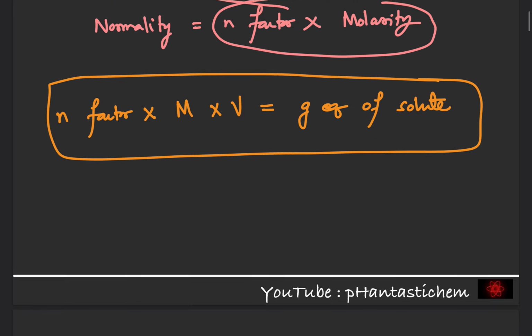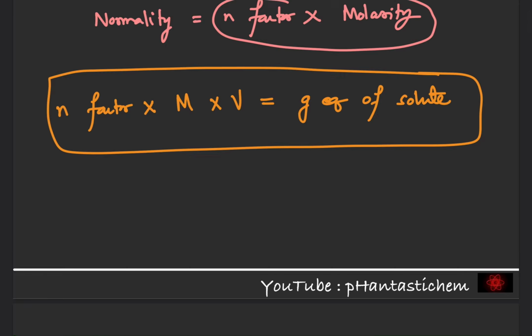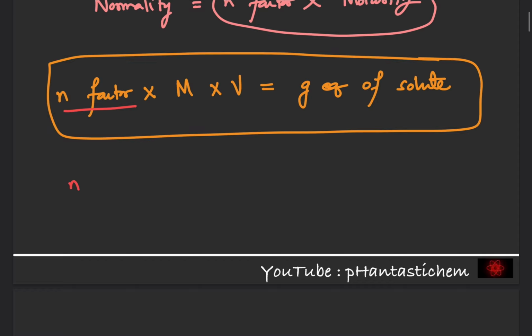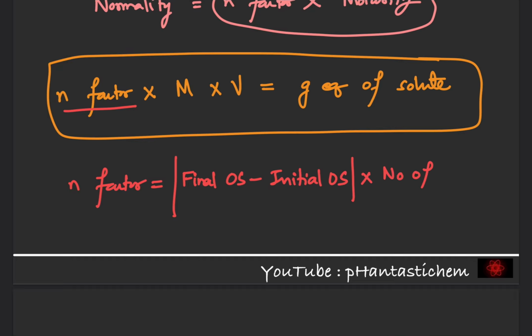To calculate the n factor for an oxidizing or a reducing agent, we use the formula: n factor is equal to modulus of final oxidation state minus initial oxidation state, into number of atoms changing oxidation state. Using these prerequisites, now we can solve our question.